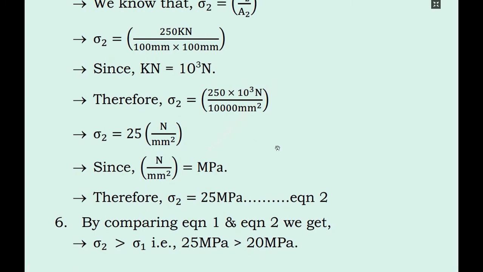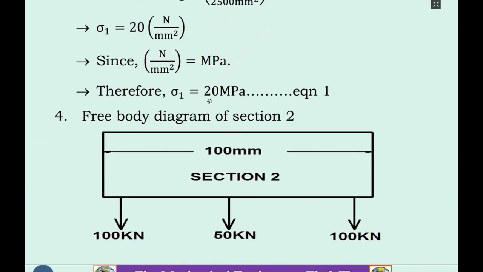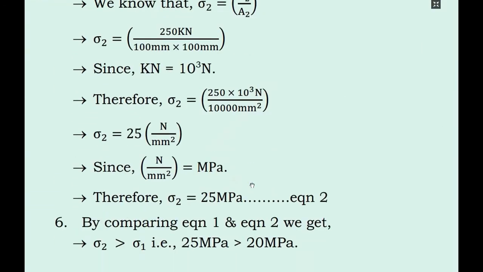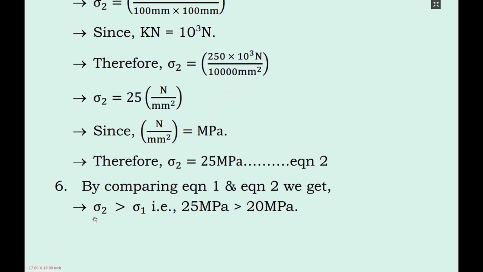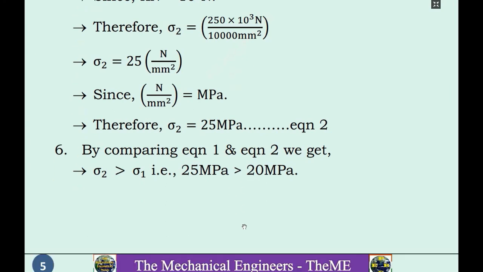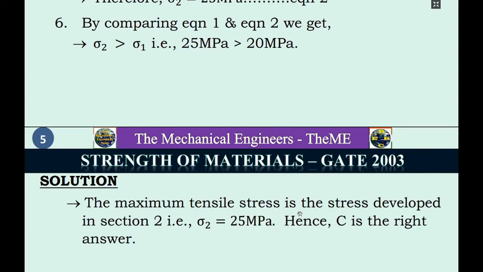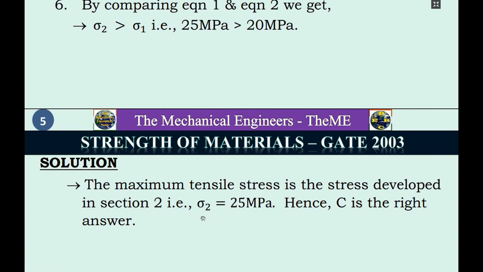Now we will compare equation 1 and equation 2. Equation 1 is the stress acting on section 1, which is sigma 1 equal to 20 megapascal. And equation 2 is the stress acting on section 2, which is sigma 2 equal to 25 megapascal. By comparing these two equations, we can conclude that sigma 2 is greater than sigma 1, because sigma 2 is 25 megapascal and sigma 1 is 20 megapascal. So 25 megapascal is greater than 20 megapascal. From this, it is clear that the maximum tensile stress is induced in section 2, and the maximum tensile stress of the non-uniform square bar is 25 megapascal.